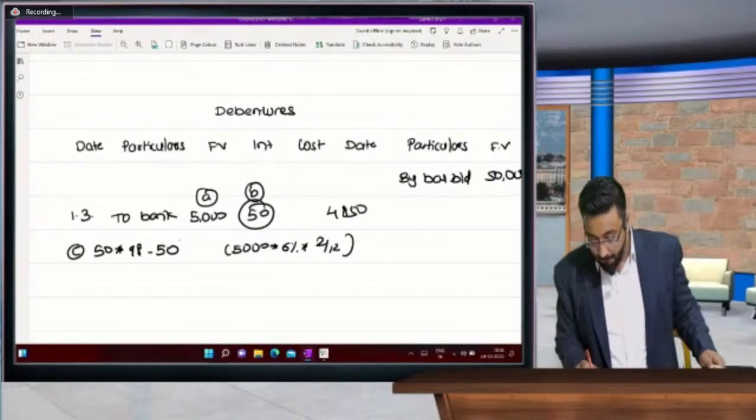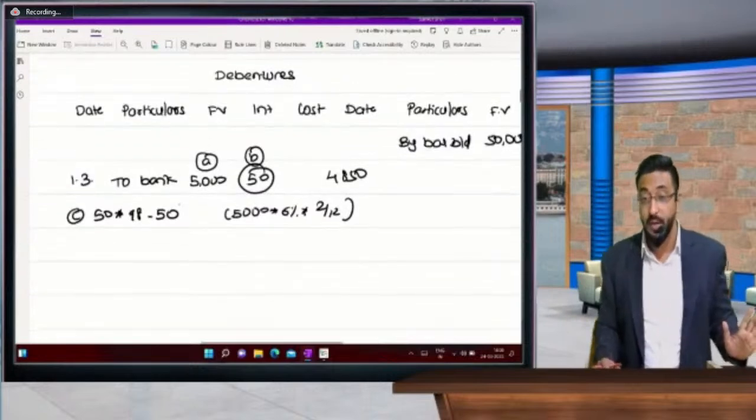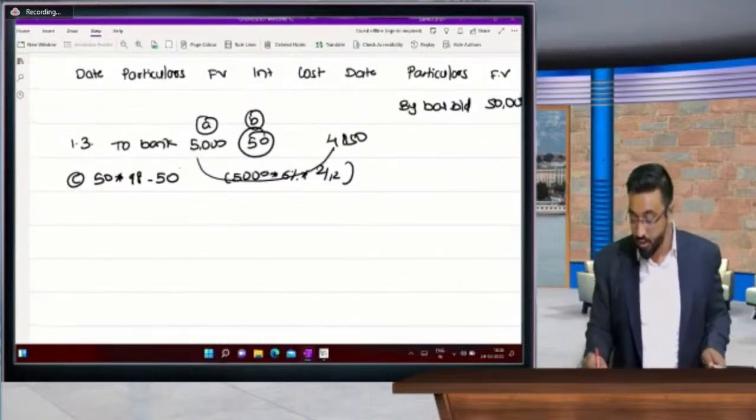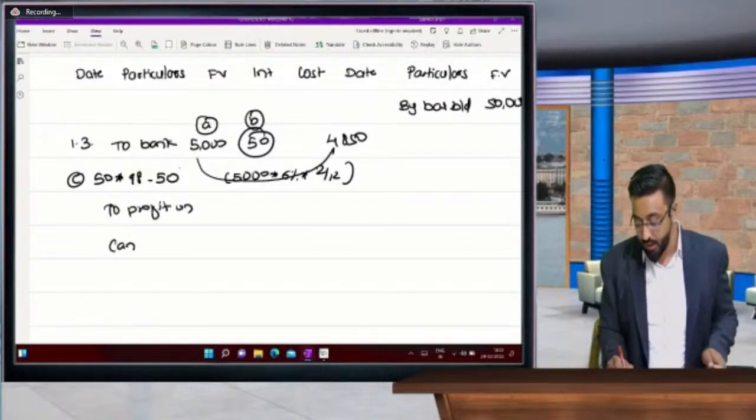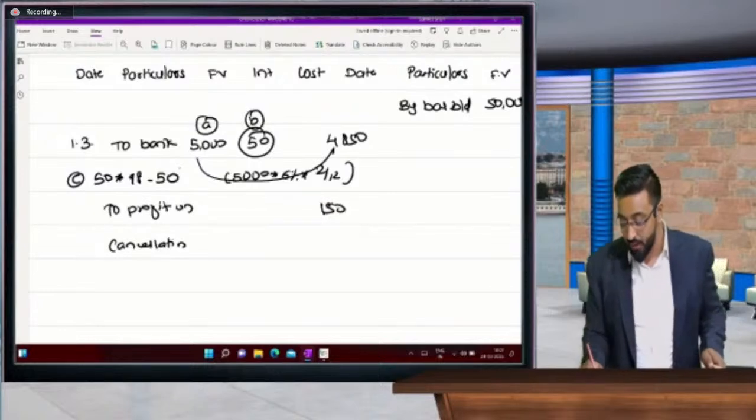Correct, beta? So this is how the debentures account is opened. And after that, this difference is called profit on cancellation. Chalo, quickly tell me in the comment section what is A, what is B, what is C, and what is D.